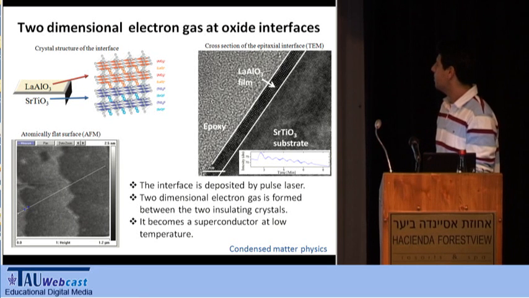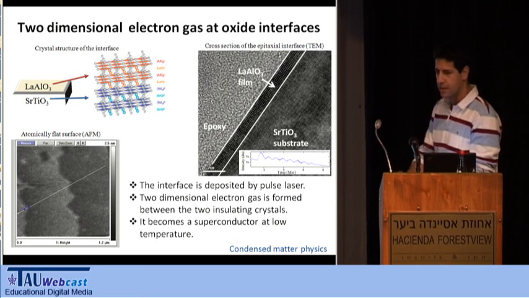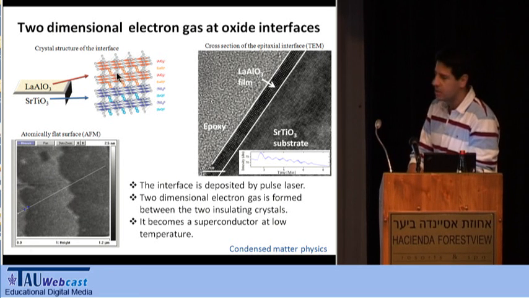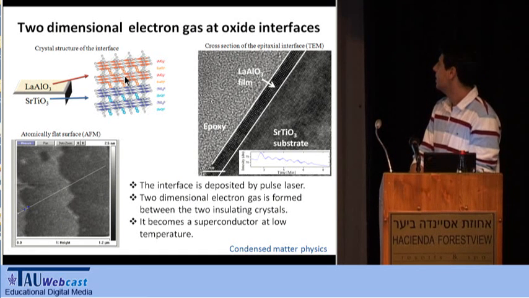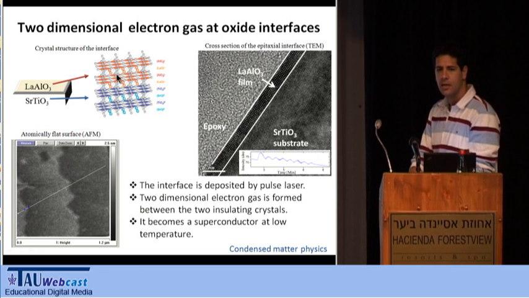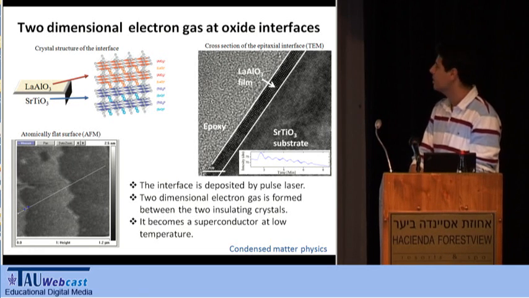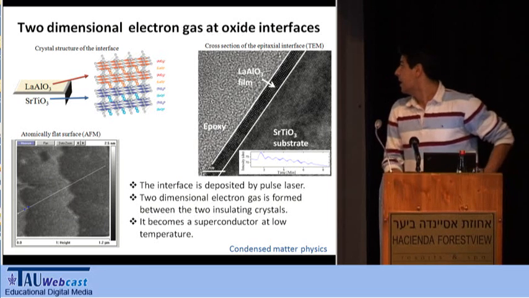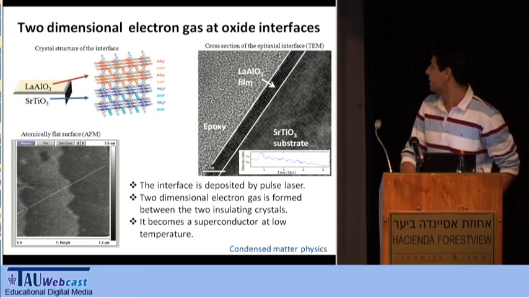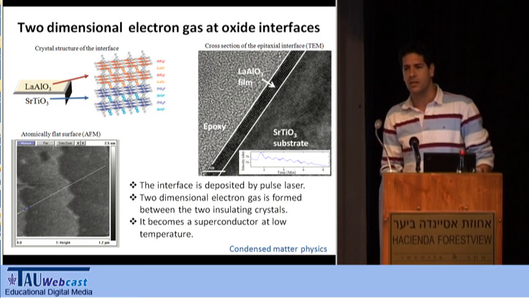What we do in our lab is we put two materials, two ceramics, one on top of each other by pulse laser deposition. And these two ceramics are insulators in their bulk nature. However, when you put them together, the interface is conducting, and there is a two-dimensional electron gas that is formed.